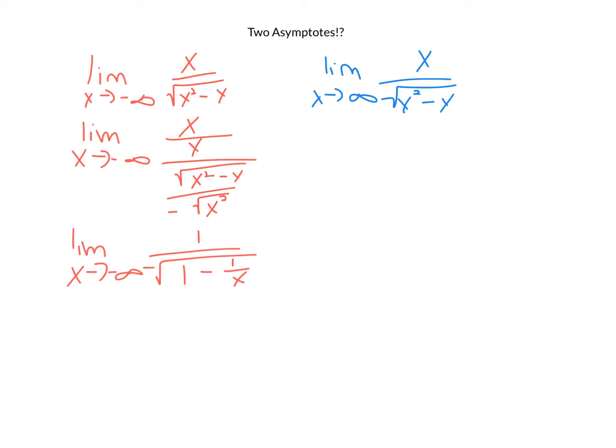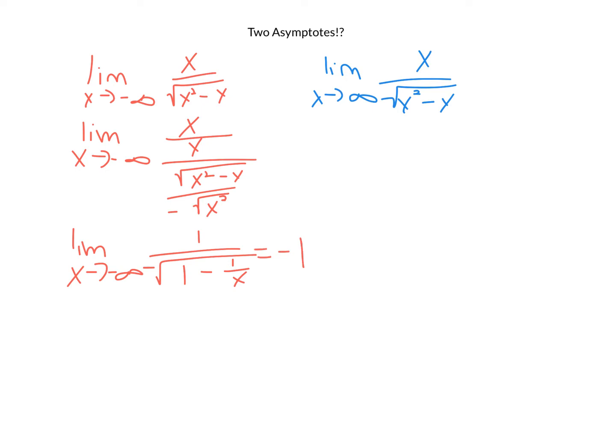So when we go to negative infinity, this will end up being negative 1 over the square root of 1, right? Because this right here is going to get closer and closer to 0 as you go to negative infinity. And so it's going to be the square root of 1. And there's a negative in front, so 1 divided by square root of 1. So this limit right here will be equal to negative 1.